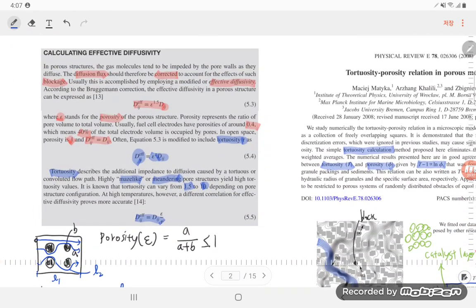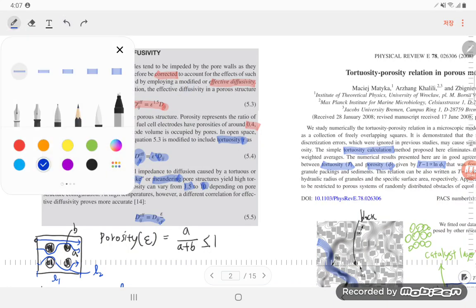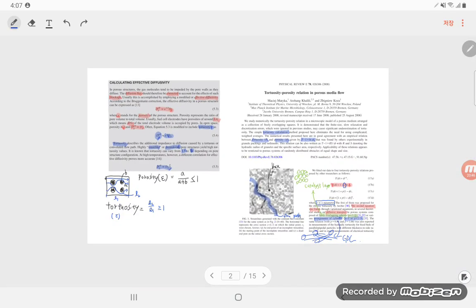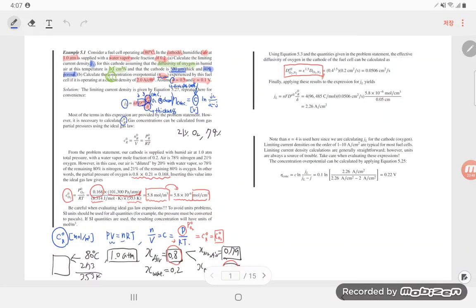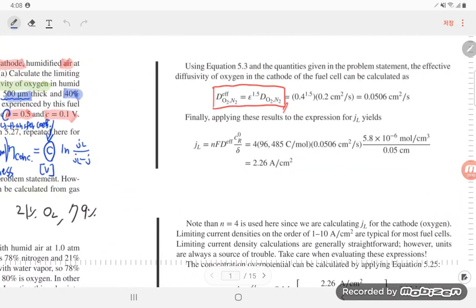Anyway, in here we can use these two types of equation, but we will use only the first equation to solve the example. Okay, then there is only one variable to obtain the effective diffusivity.